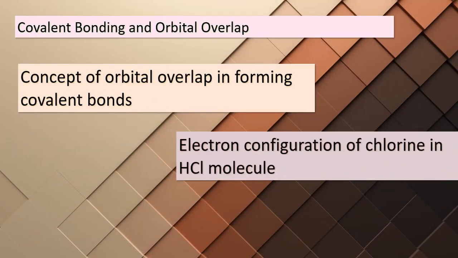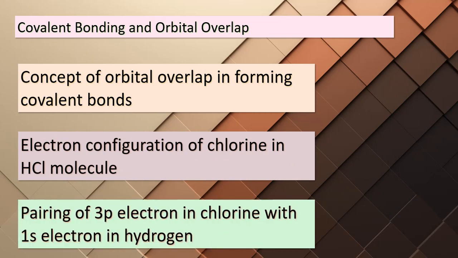Welcome back, dear students. Today, we're delving into the intriguing world of covalent bonding and the concept of orbital overlap. This concept is vital in understanding how atoms come together to form molecules. Take the example of hydrogen chloride, where the chlorine atom possesses an electron configuration of [Ne] 3s² 3p⁵. In this molecule, the valence orbitals of chlorine are almost full, except for one 3p orbital, which contains a single electron. Now, here comes the exciting part.